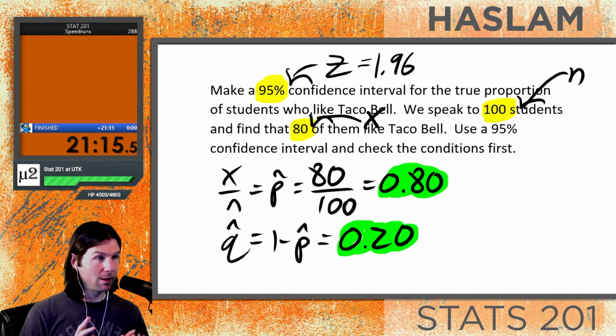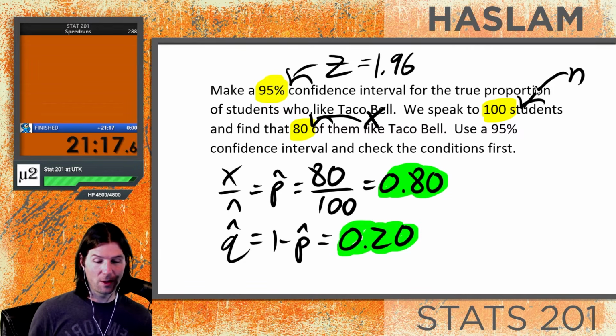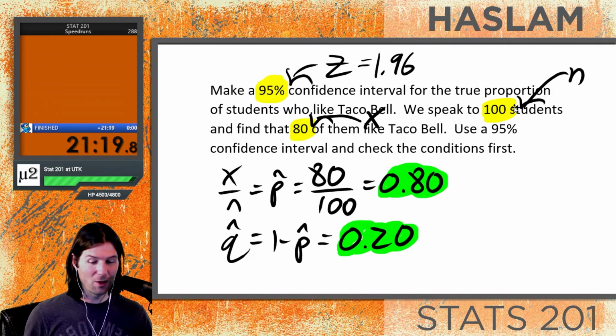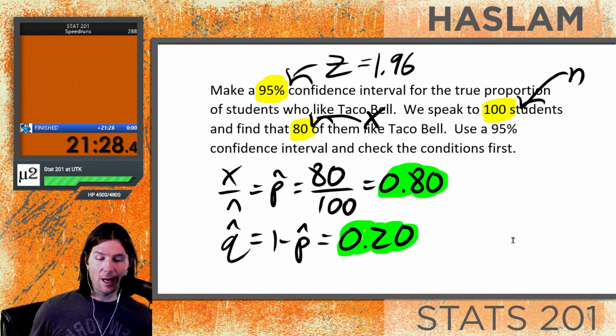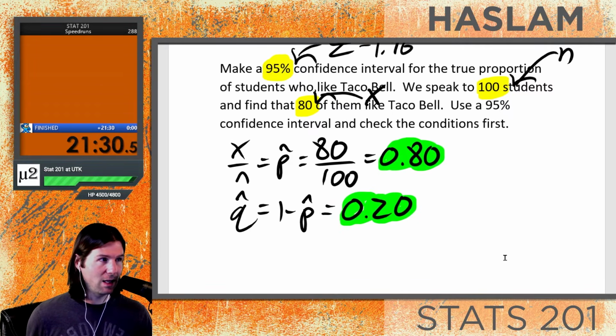So now you're wondering about the conditions. Well, make sure you speak to 100 random students. We didn't put that in here, but we should say 100 random students. Are 100 students less than 10% of the whole UT population? Yes, because there's 30,000 students. And then do we have at least 10 successes, at least 10 failures?